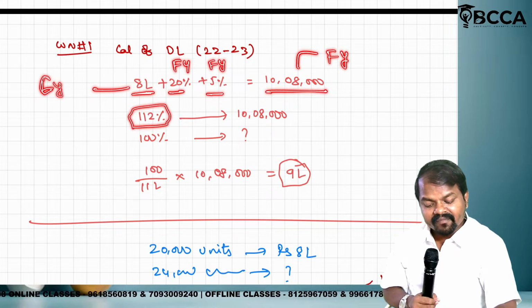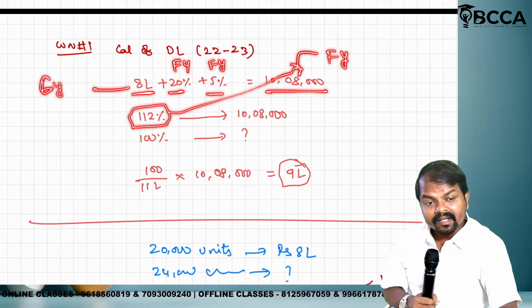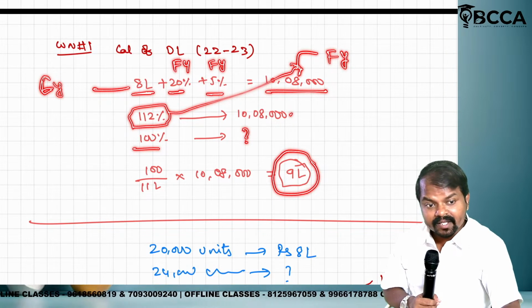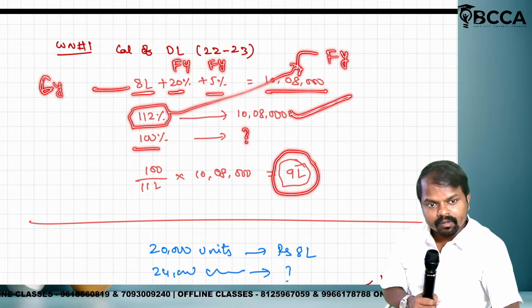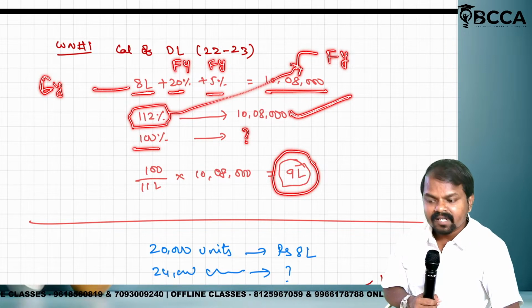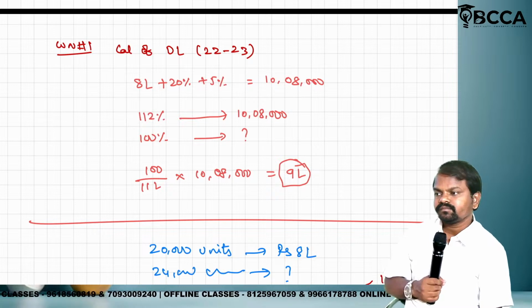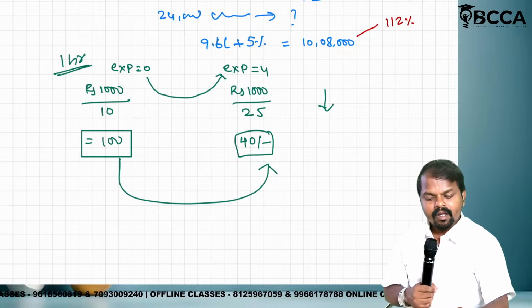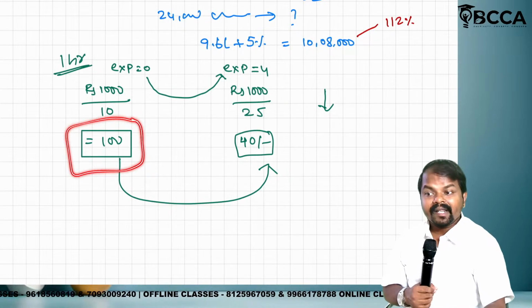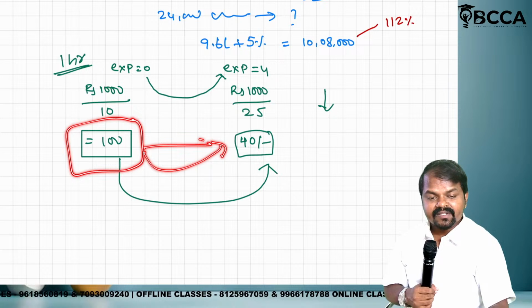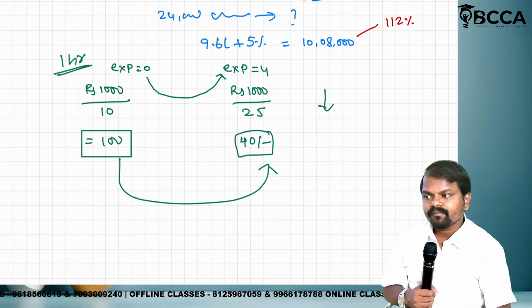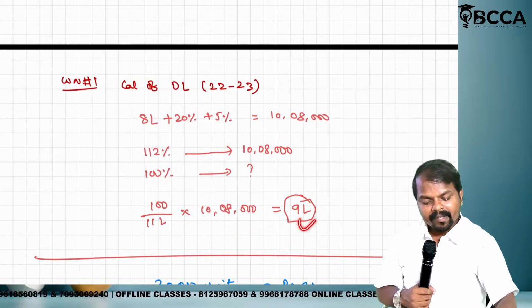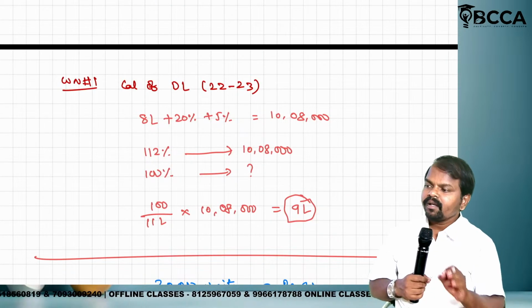So for the future year, what is the efficiency? 10,08,000 is for 100%. How much is it then? 9 lakh. Actually, if efficiency is not increased, we are ready to pay 10,08,000. By God's grace, efficiency is increased, so labor cost is decreased. Same as our hotel example: labor cost per chapati was 100, but with experience it is 40 rupees. If efficiency increases, labor cost decreases. That is the reason the labor cost is 9 lakh.